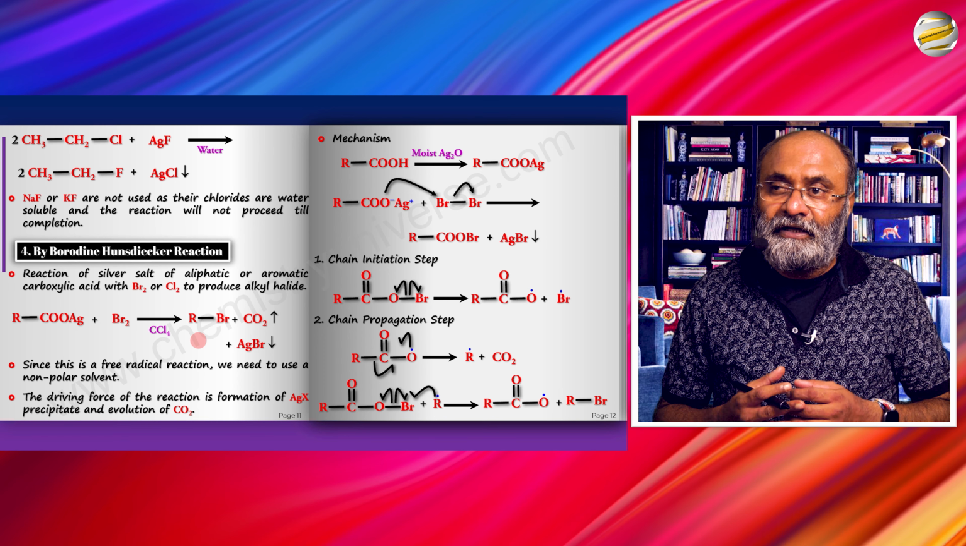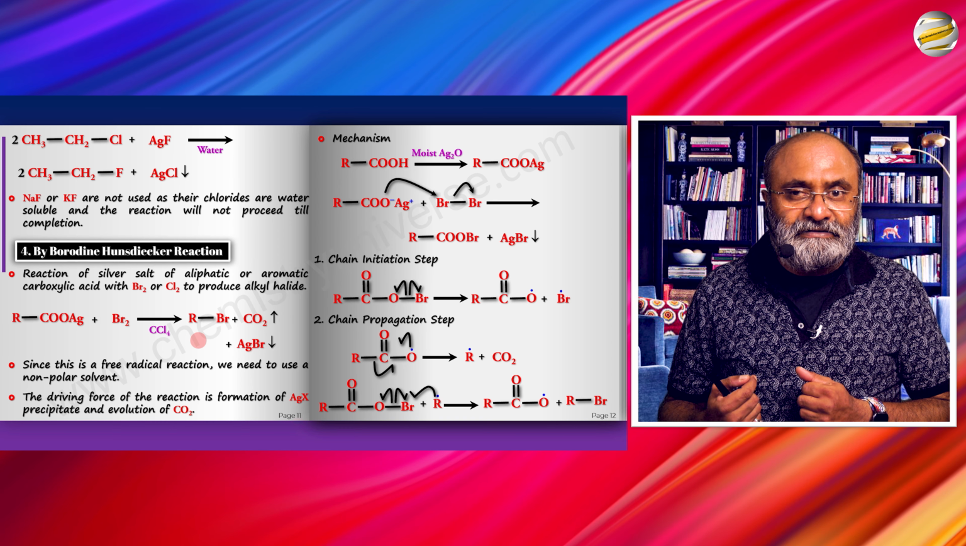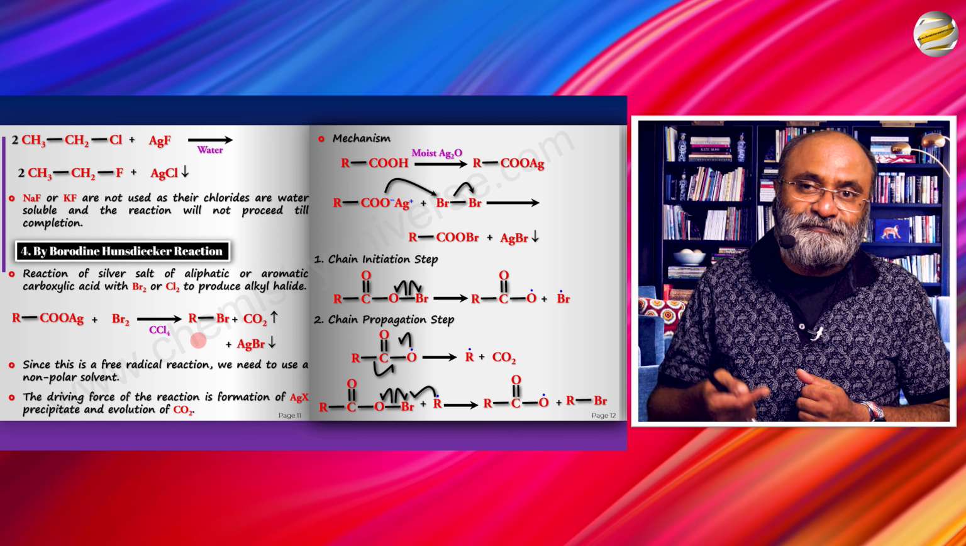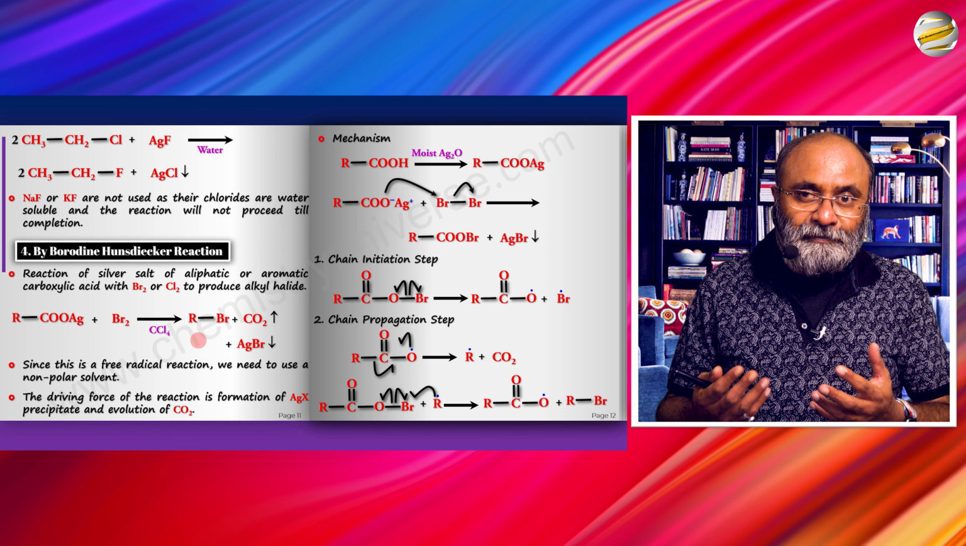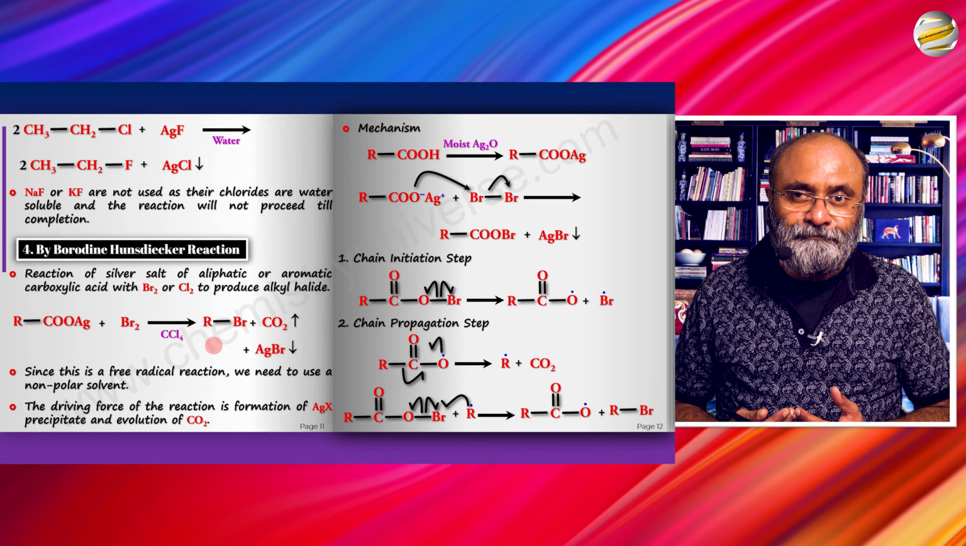In the propagation step, there will generally be two steps. And the two steps will be such that in the second step, you will get the product that you desire as well as the radical that is consumed in the first propagation step. So the reaction can keep propagating. Let me help you with this with a small example.